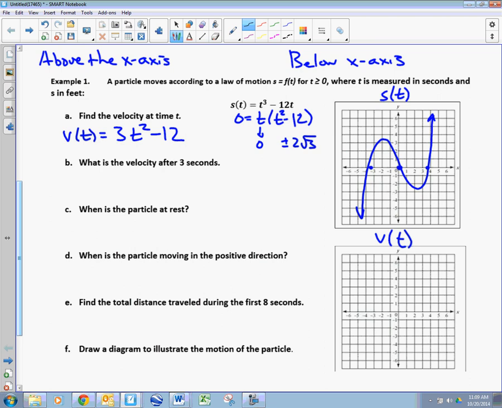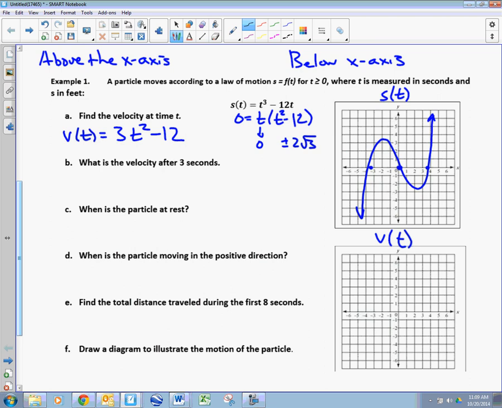What happens here? So if velocity is 0, what does that mean? What is the particle doing? It's at rest. How about here? Moving in the negative direction. Okay, so you can see what's happening with this.